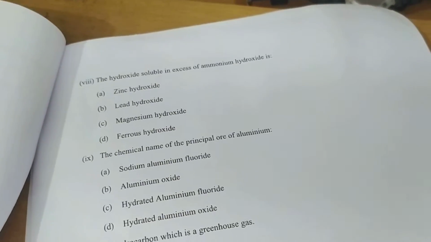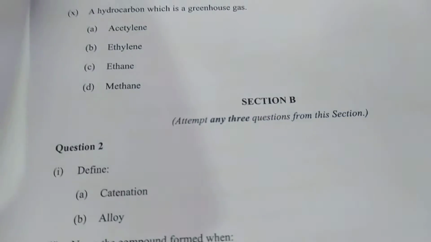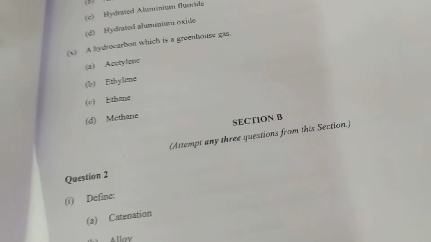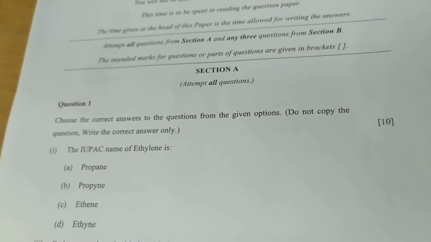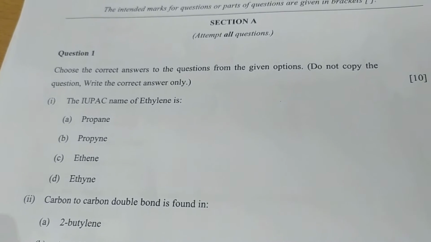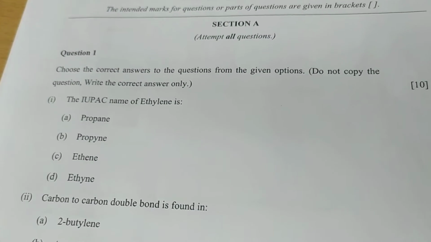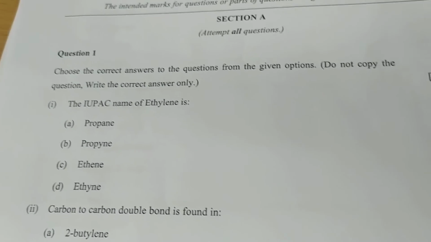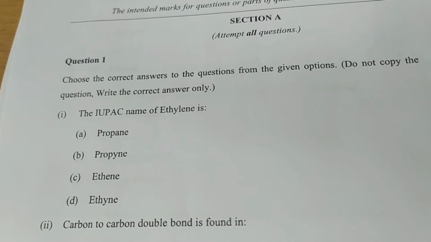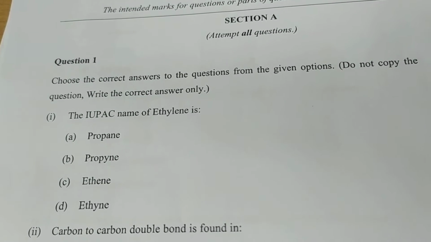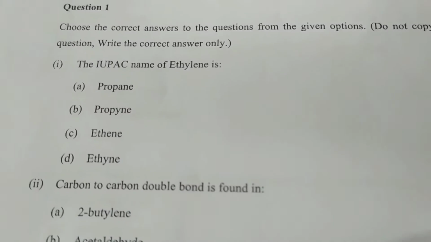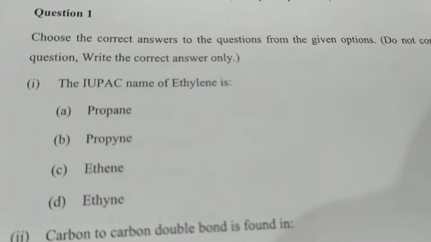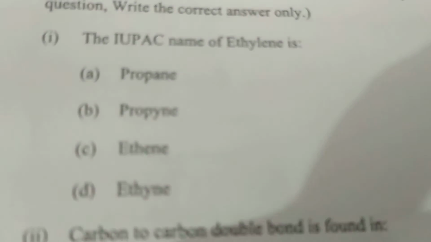So this section is of 30 marks that you have to attempt in all, which combines to form 40 marks. So I will solve this paper in parts. Let's first solve section A, that is question number 1, multiple choice questions, in which you have to just write the answers. The first question is: the IUPAC name of ethylene.